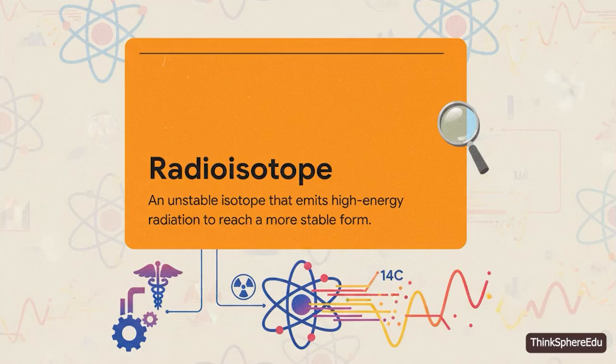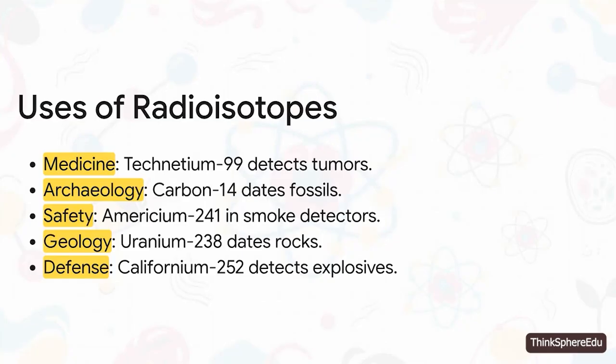So what about those unstable isotopes, like our friend carbon-14? Well, we have a special name for them. Radioisotopes. Because their nuclei are unstable, they're always trying to settle down by releasing energy and particles. We call that release radiation. And yeah, that can sound scary, but scientists have found some truly incredible ways to put that energy to good use. I mean, the applications are just mind-blowing.